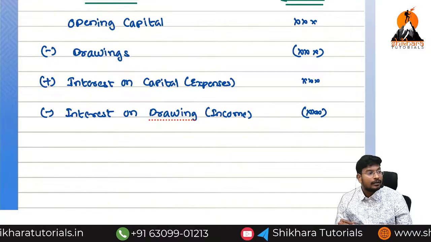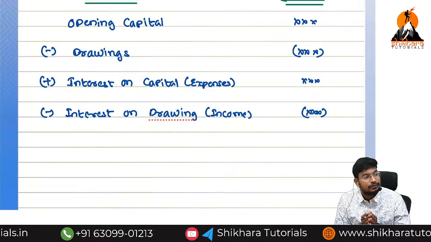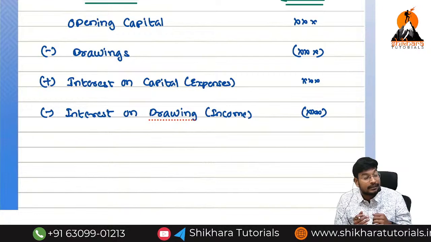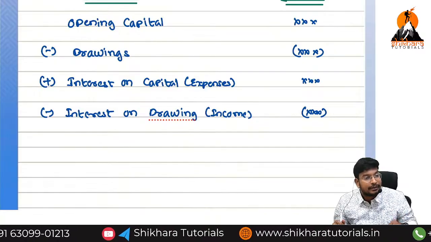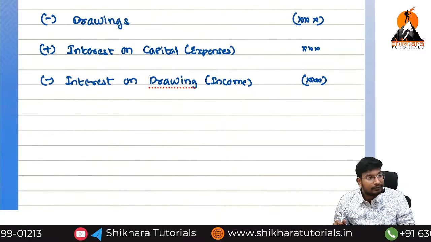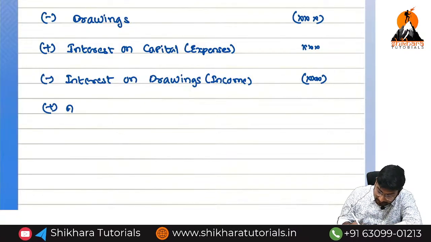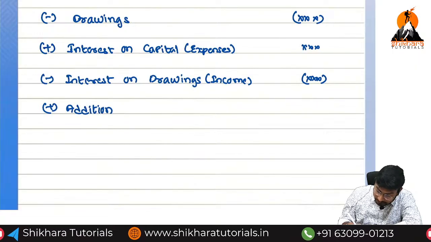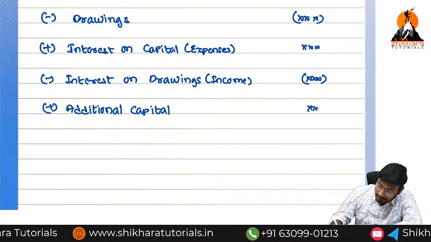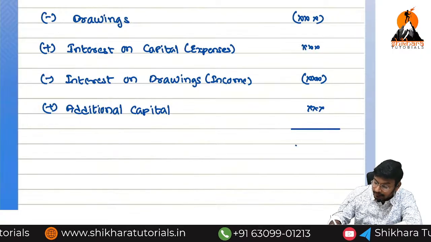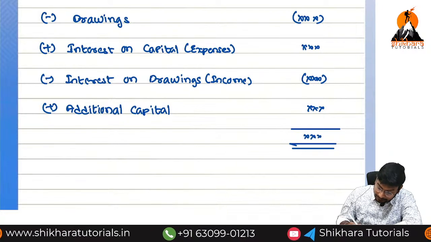For example, in the middle of the business, we do not have sufficient capital. What will we do? We will bring the capital again. That capital is called additional capital. We need to repay it now, so we need to add additional capital. Then we will get the ultimate result. That result is nothing but the closing capital.